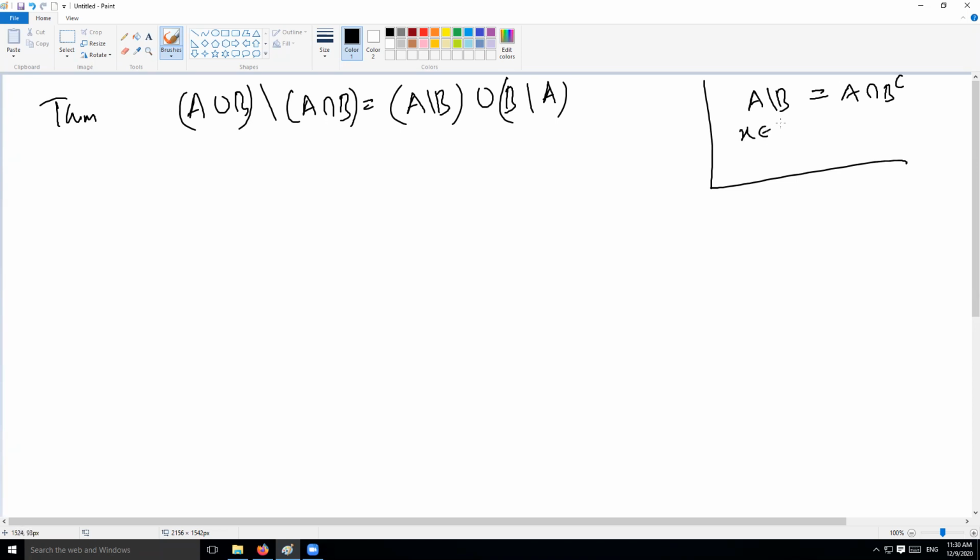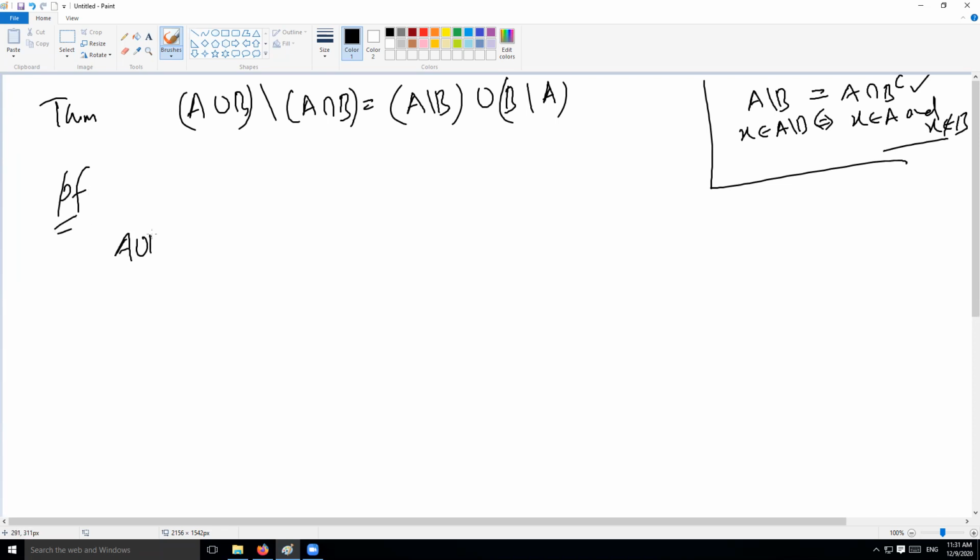Because if you take x from A minus B, by definition, this is the same as x is in A and x is not in B. But this is what this set means, right? यही तो definition है ना इसकी. A intersection B complement is what? Andy? x belongs to A, but x does not belong to B. ठीक है? So A minus B is the same as A intersection B complement. All right. So here's a one-liner proof.